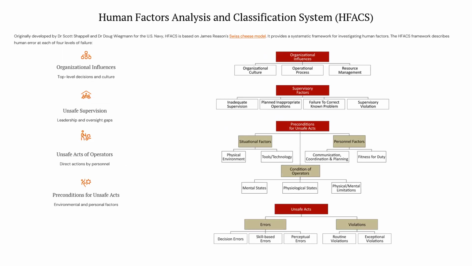Another great tool that can be used is the Human Factors Analysis and Classification System, or the HFACS. This tool is based off of James Reason's Swiss cheese model. It provides a systematic framework for investigating human factors. The HFACS framework describes human error at each of the 4 levels of failure: organizational influences, unsafe supervision, unsafe acts of operators, and preconditions for unsafe acts. Much like the fishbone diagram, this sorts events into different categories and helps find different factors into those categories.